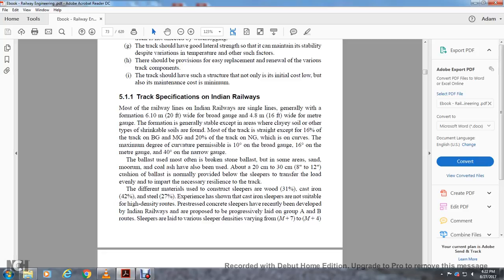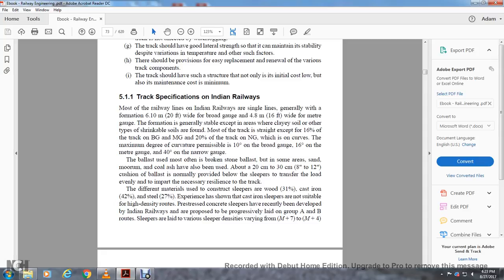The maximum degree of curvature permissible is 10 degrees on the broad gauge, 16% on the meter gauge, and 40% on the narrow gauge. The ballast used is most often broken stone ballast, but in some areas coal ash has been used. About 20 to 30 centimeters, or 8 to 12 inches, of cushion ballast is normally provided below the sleeper to transfer the load evenly and to impart the necessary resilience to the track.